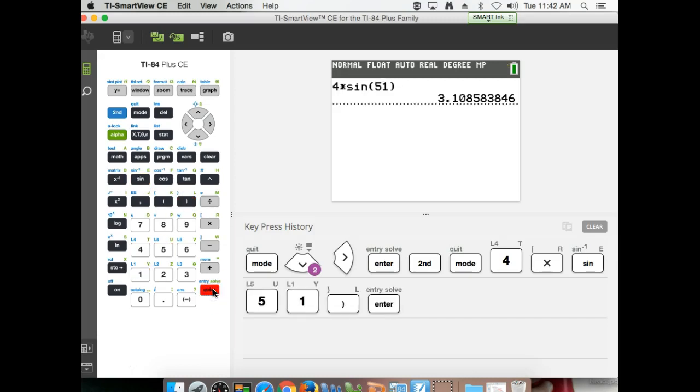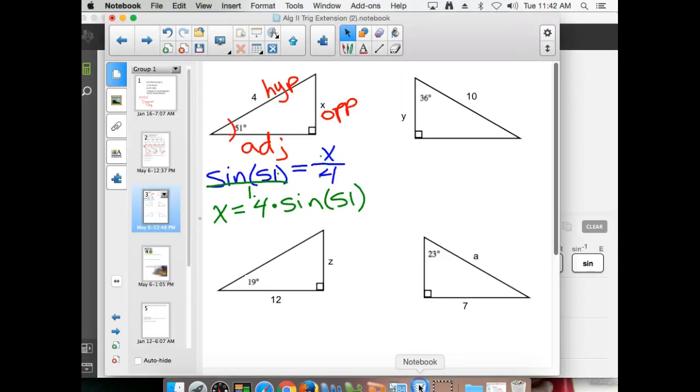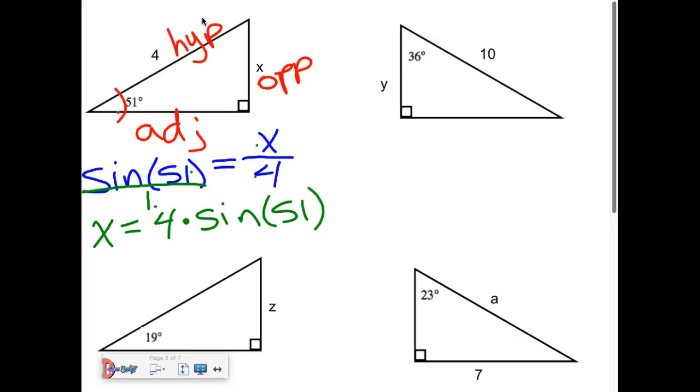Okay. And obviously we're going to round. I'm going to have you guys round that to 3.11. Okay, so I'm going to go back to our notes real quick. And I'm going to make this full screen because I think you guys can do the calculator stuff without me at this point. All right, so when we plug that into our calculator, we ended up finding x equals 3.11.